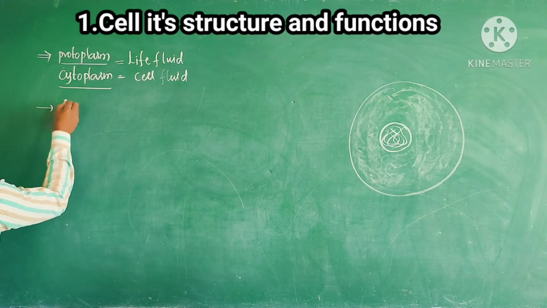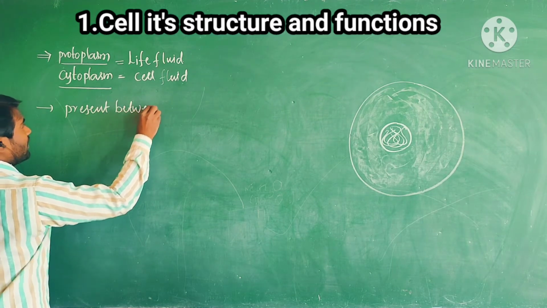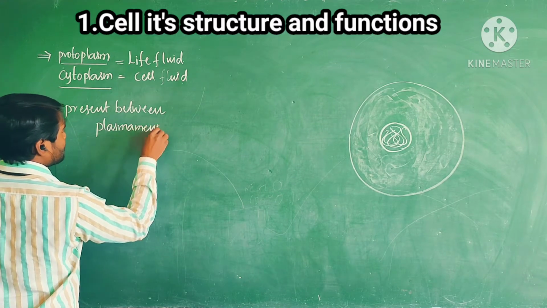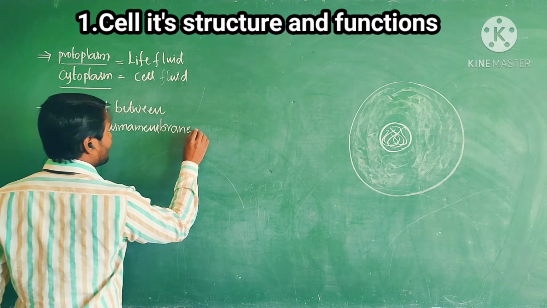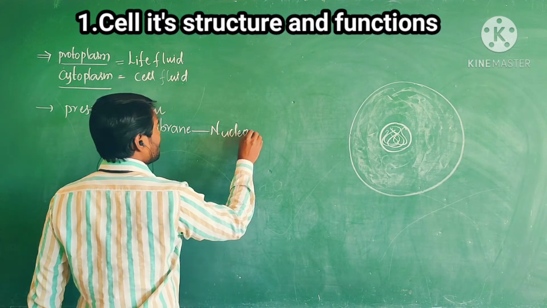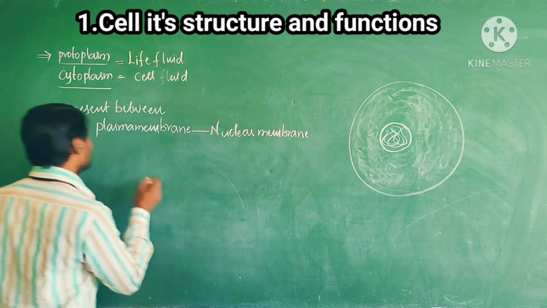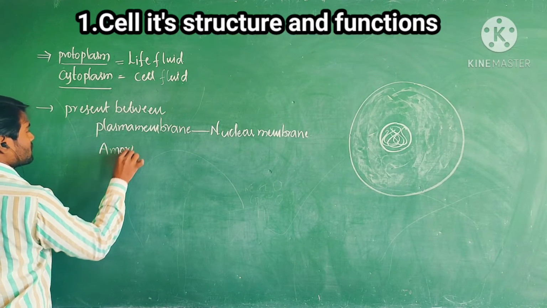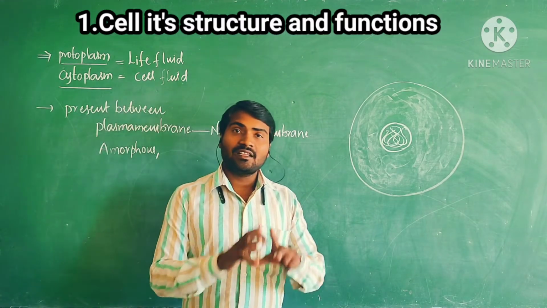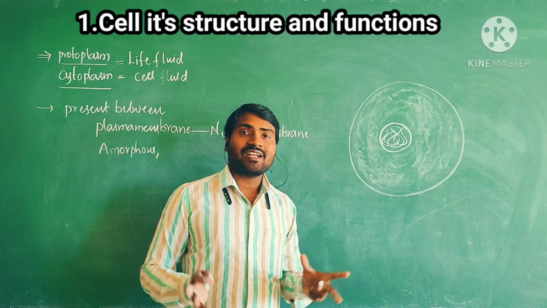I will write here. Present between plasma membrane, because cell membrane is also known as plasma membrane, and nuclear membrane. And this fluid is amorphous. So no form, amorphous, morphology, nothing but forms. Amorphous is lack of any form. Okay, there is no proper structure to this fluid.